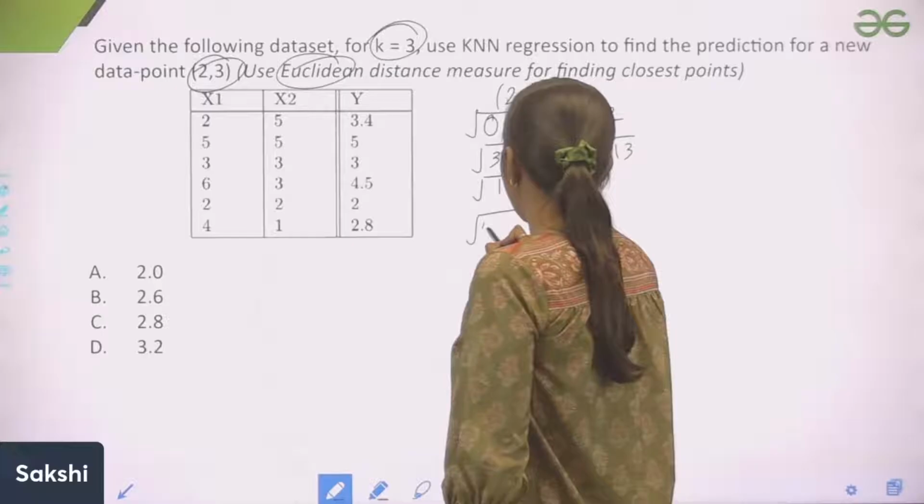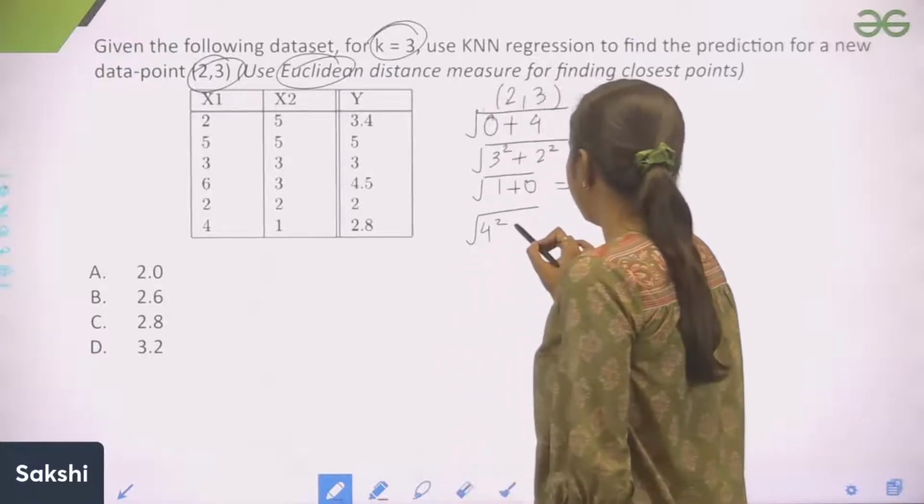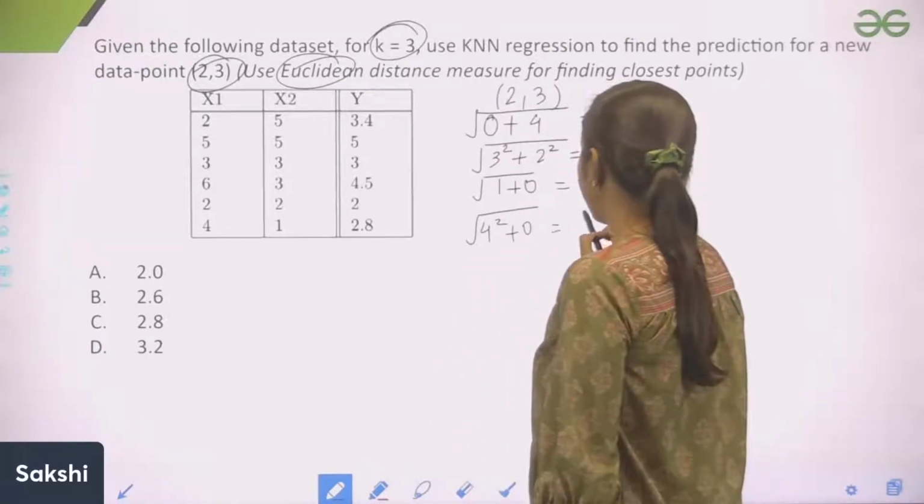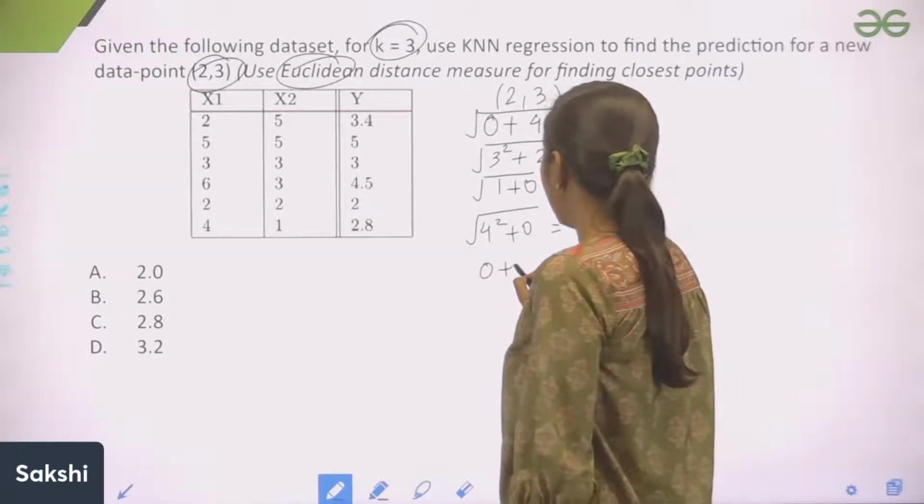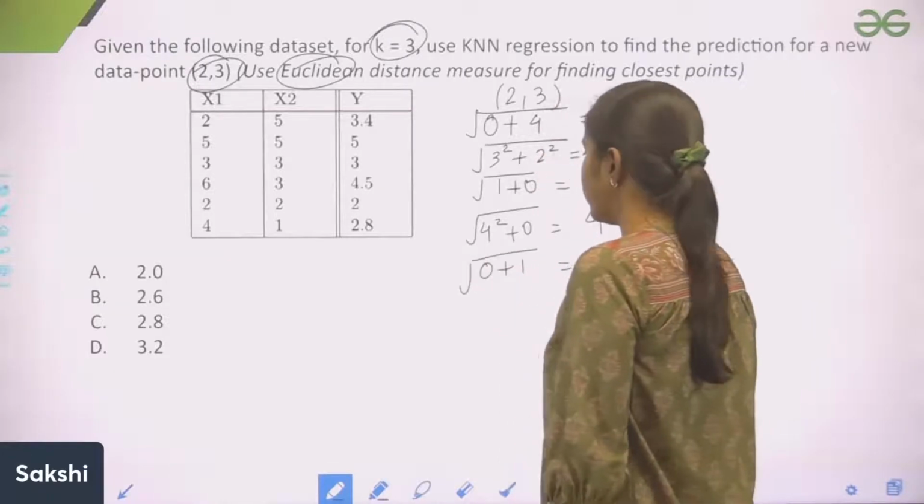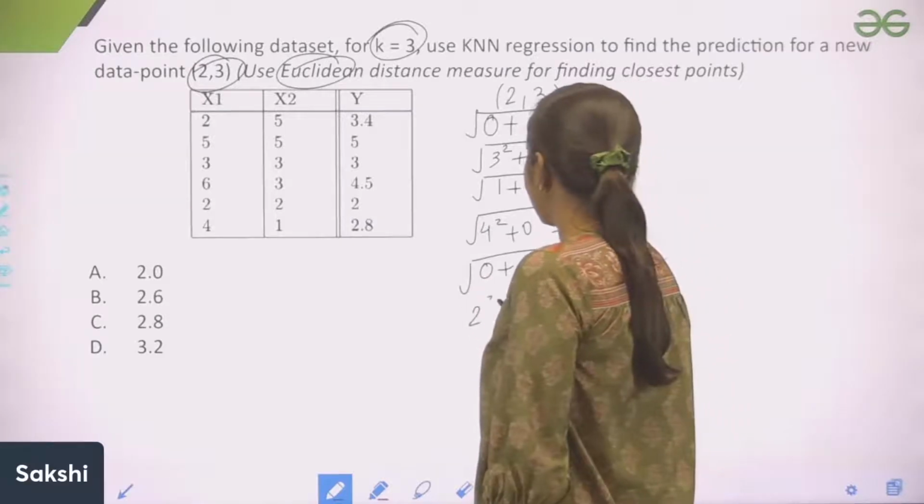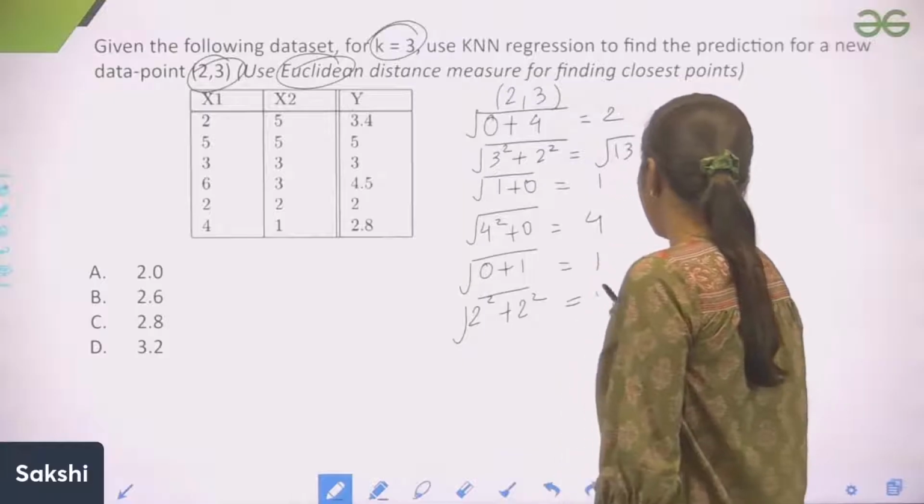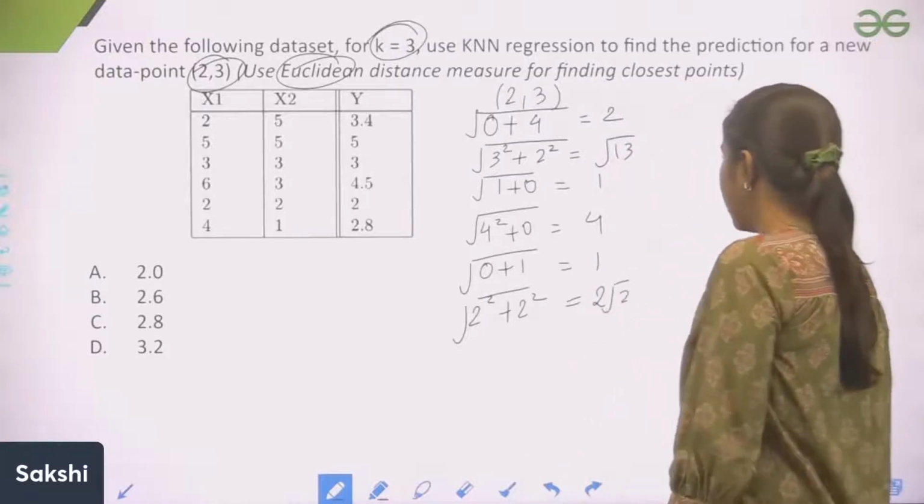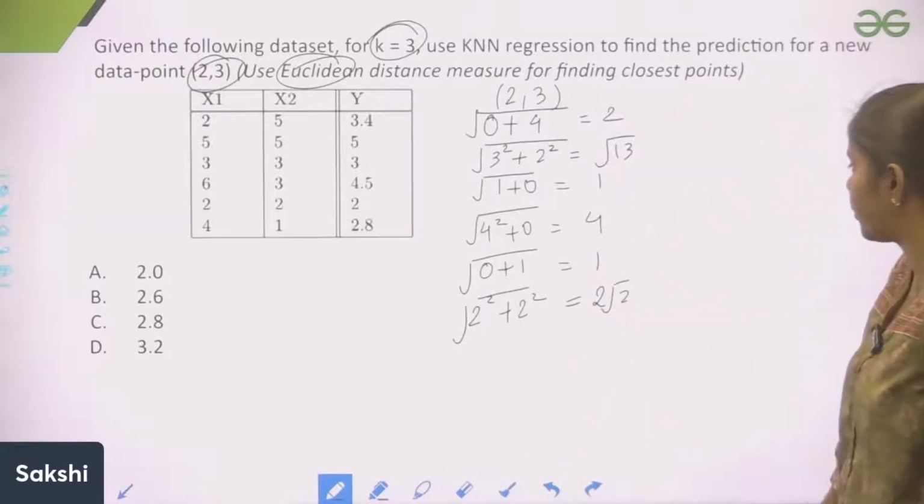6 minus 2 square, 4 square, and 3 minus 3 square, that is 4, 0. So that would give you 4. Up 2 minus 2, 0, or 2 minus 3, 1. So this would give you 1. 4 minus 2, 2 square, 1 minus 3, 2 square, 2 2s are 4, 2 2s are 4, 2 root 2. ठीक है, ये सारे डिस्टेंस आ रहे हैं 6 के 6 पॉइंट्स के साथ.